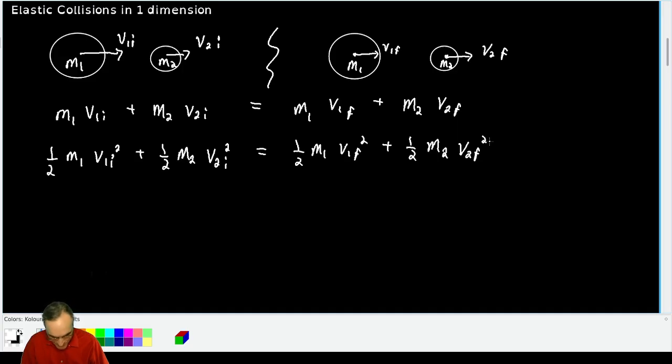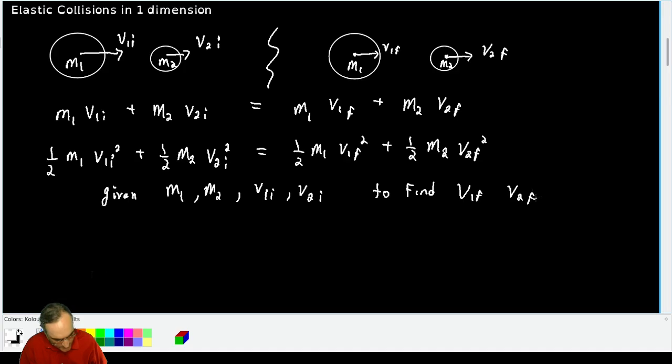All right, we can actually do a lot with this. If we're given mass 1, mass 2, V1 initial, and V2 initial, we can use these two equations to find V1 final and V2 final. But it takes a lot of algebraic work, and if you never see it done for you once, you don't really figure it out very easily.